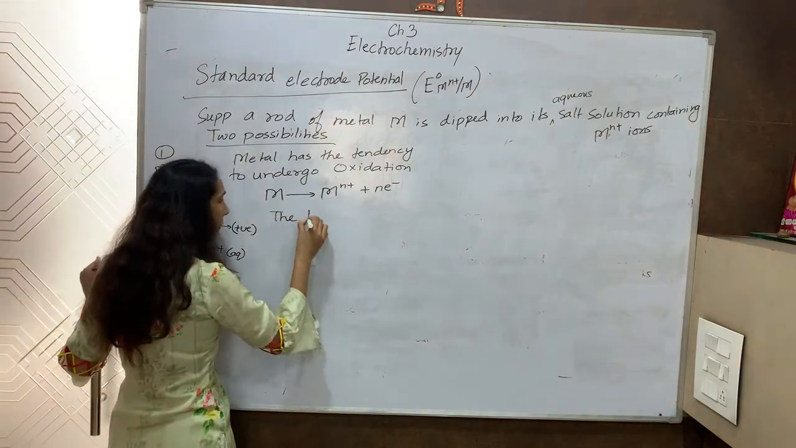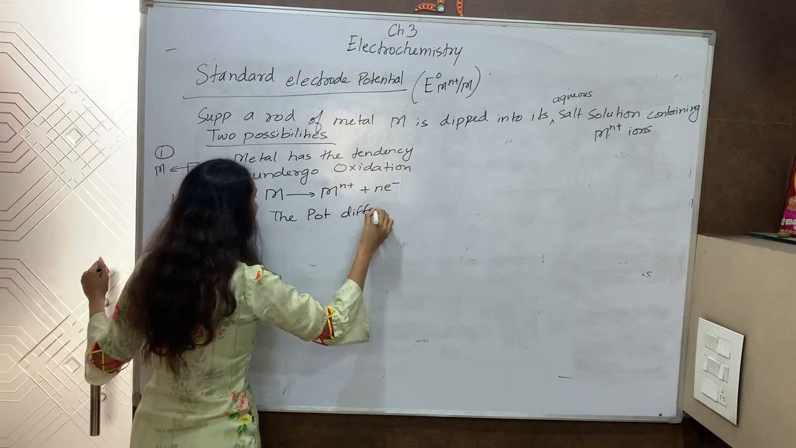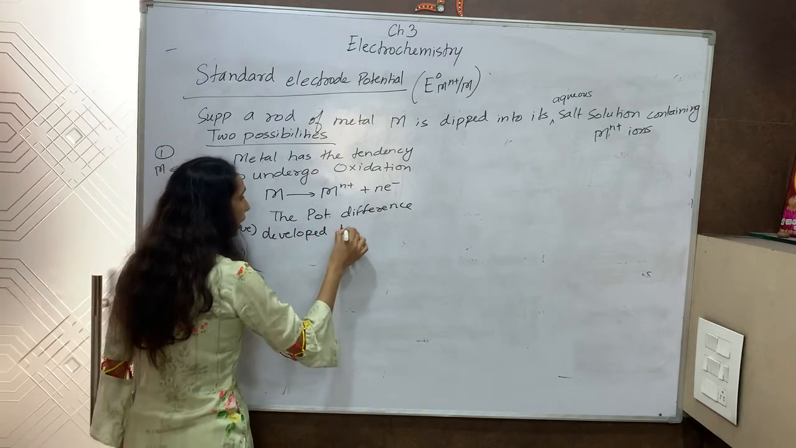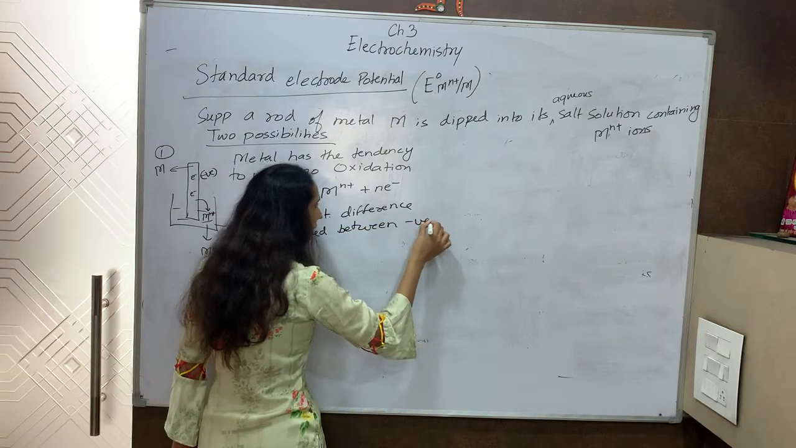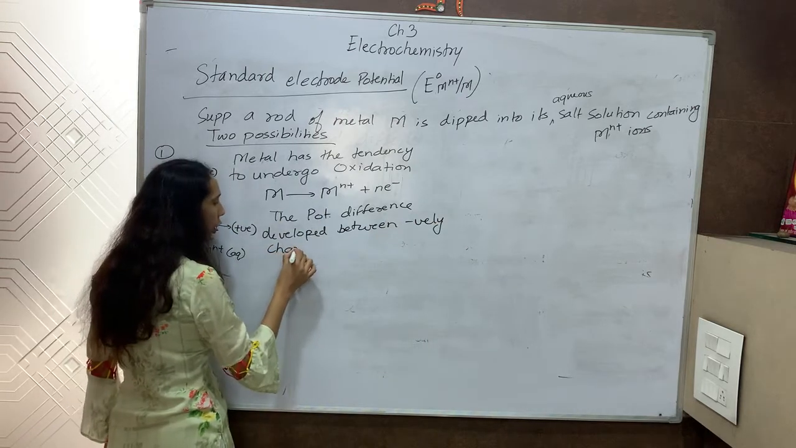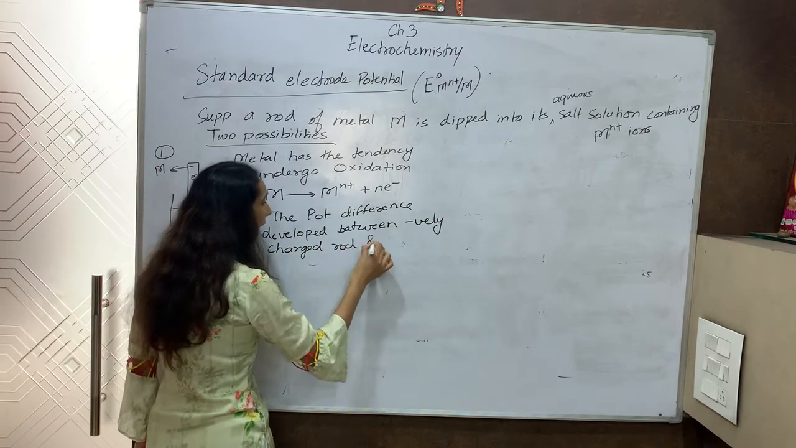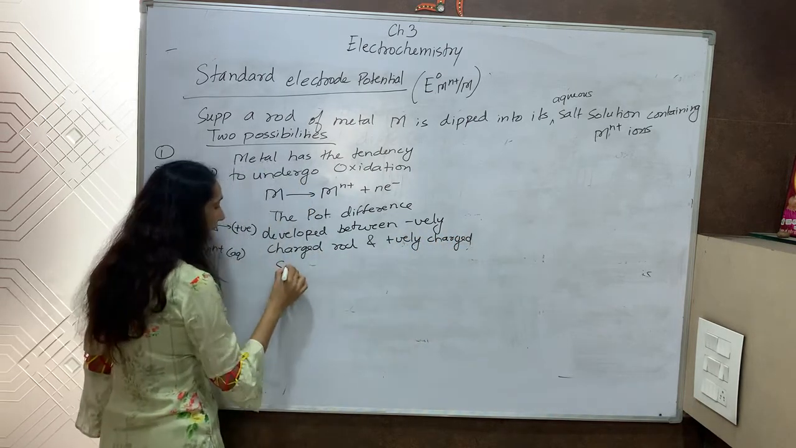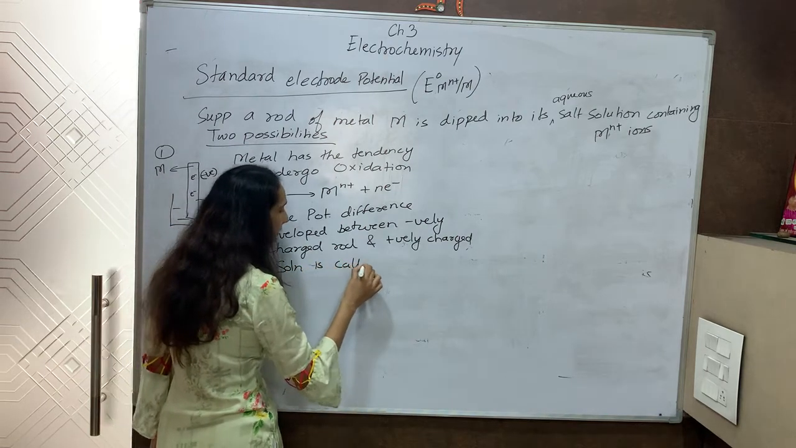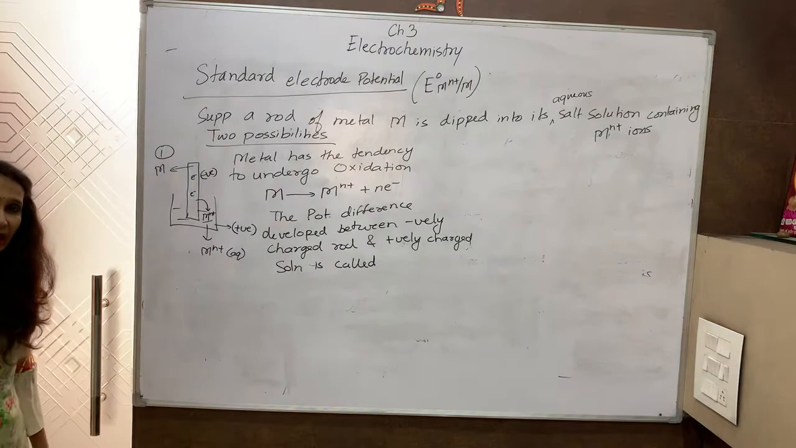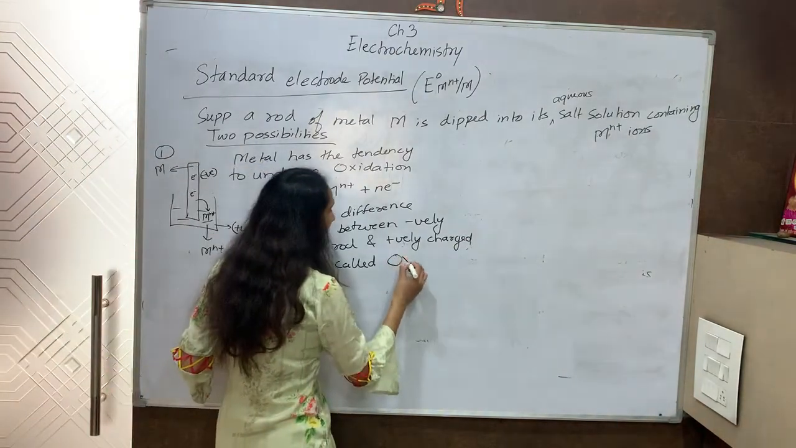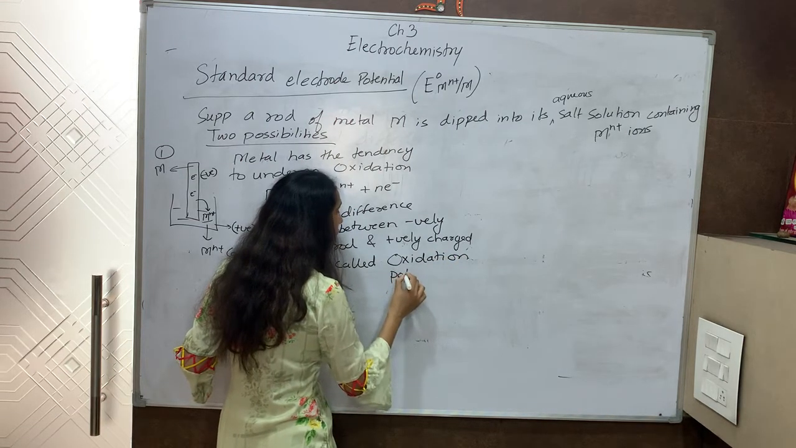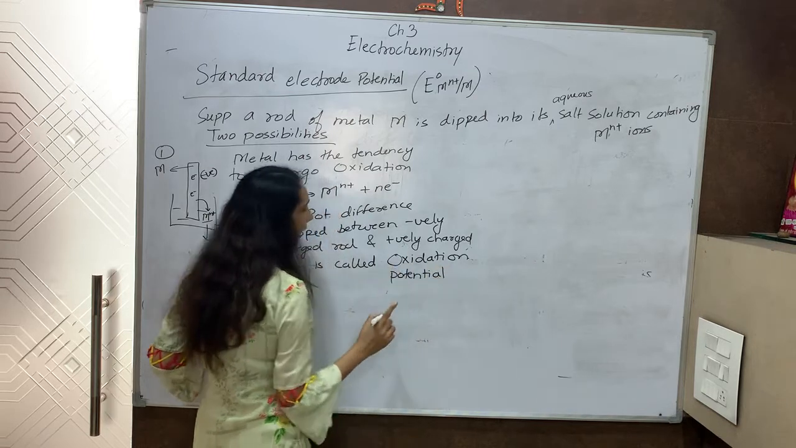The potential difference developed between the negatively charged rod and the positively charged solution is called oxidation potential, or sometimes also oxidation half cell potential.